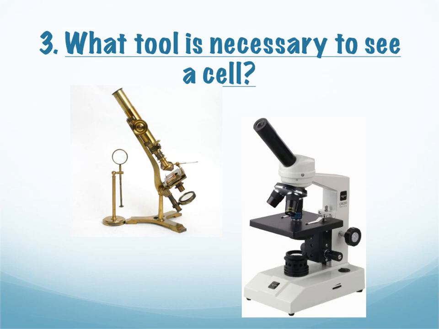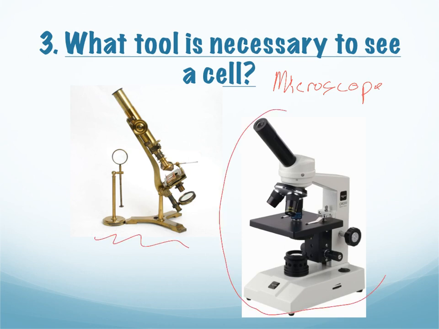The tool that is necessary to see cells would be a microscope. Okay, and there's a very early version of the microscope here, and this is a more modern version, what we'd be using in our class. These are both able to magnify the object bigger than you could see with the naked eye, and as a result, it makes cells visible.